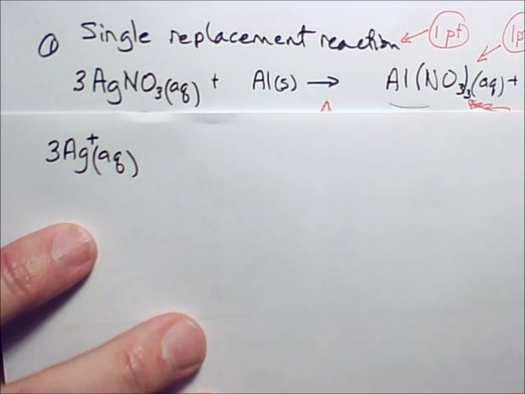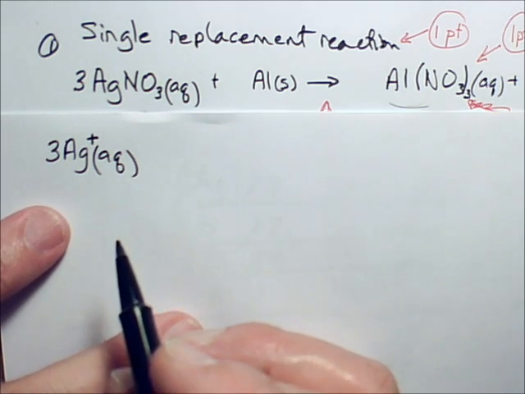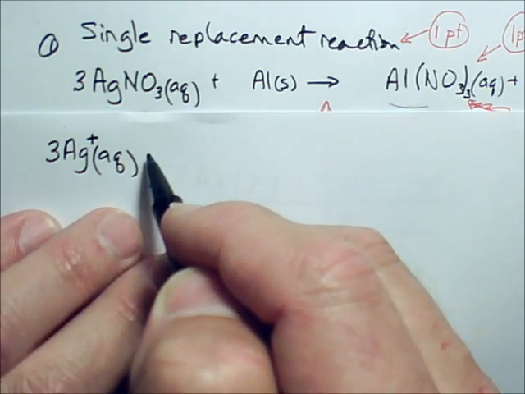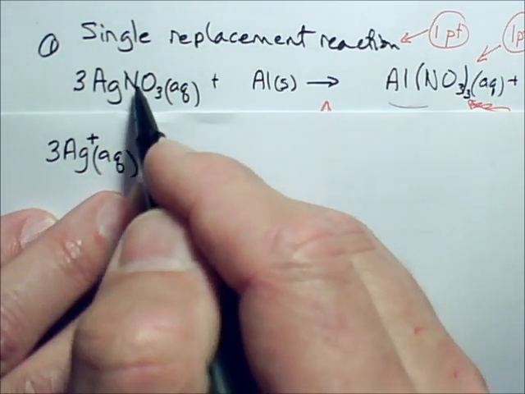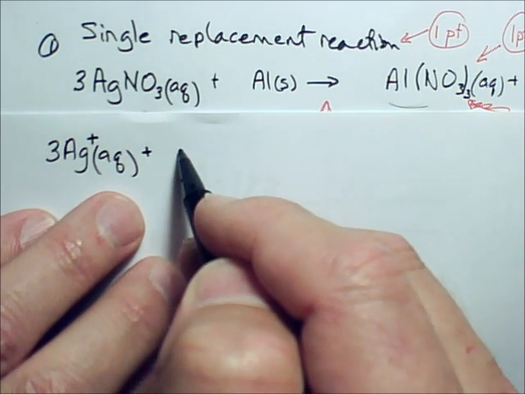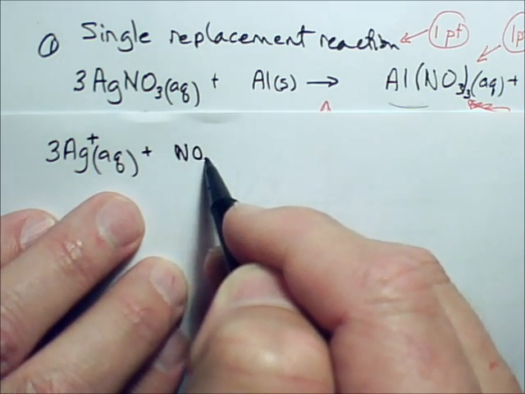Can you put it under it? Put what under it? No, the 3 is a coefficient here. Has to be a coefficient. Okay? All right, now we're going to write the nitrates, NO3.